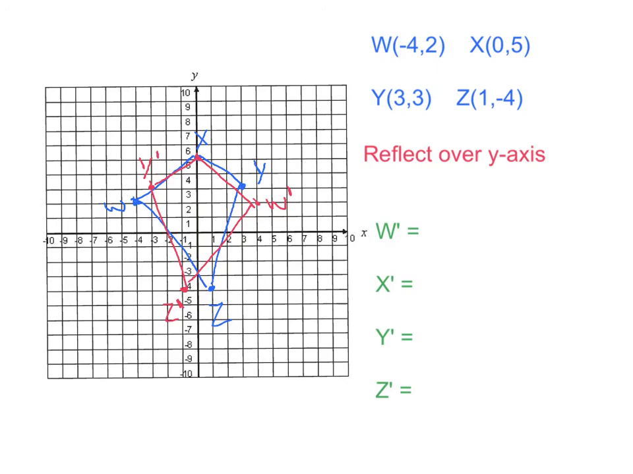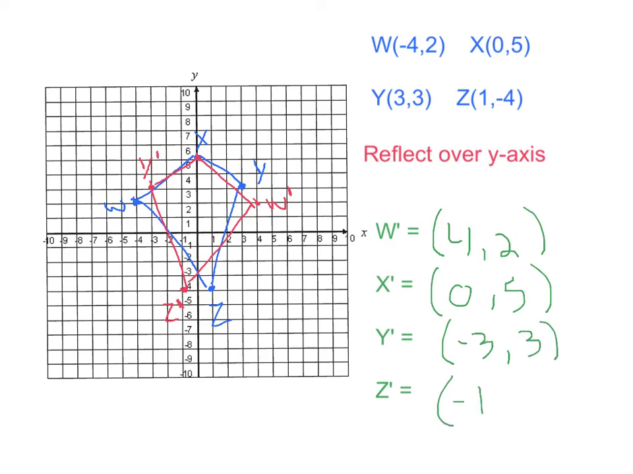So now let's write the points. W prime is at the point 4, 2. X prime is the same point at 0, 5. Y prime is at the point negative 3, 3. And Z prime is at the point negative 1, negative 4. So there you go. Good luck with the lesson. And have fun!